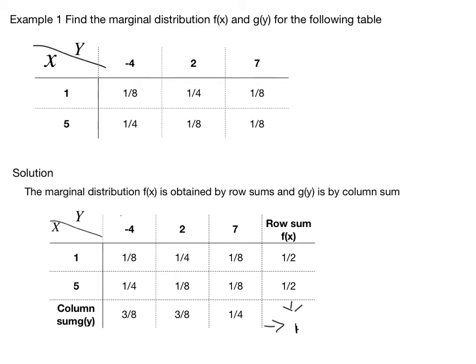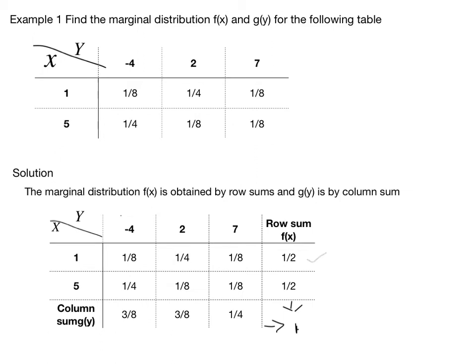As discussed earlier, the row sum. This half has been obtained by 1 by 8 plus 1 by 4 plus 1 by 8 gives you 1 by 2. Similarly, 1 by 4 plus 1 by 8 plus 1 by 8 gives you 1 by 2. And the column sum is obtained by adding the vertical values.